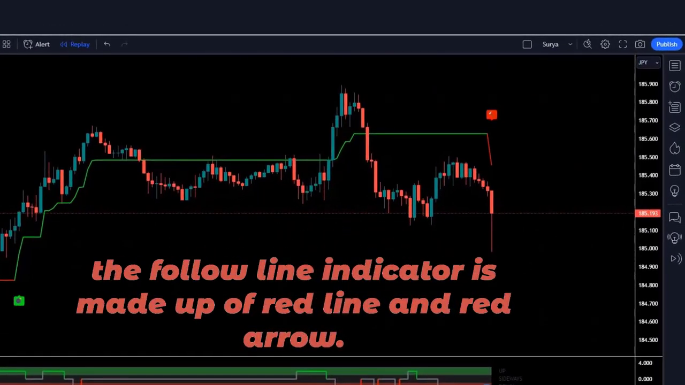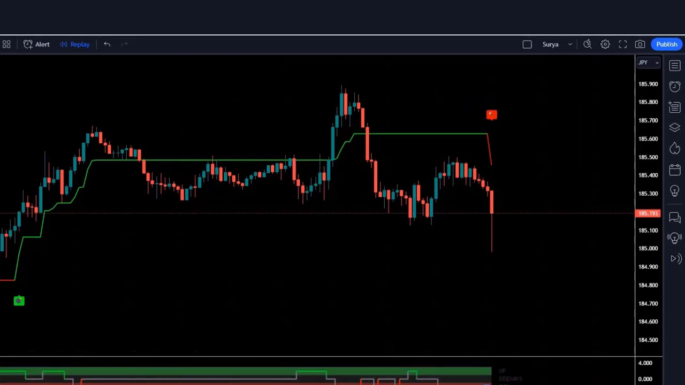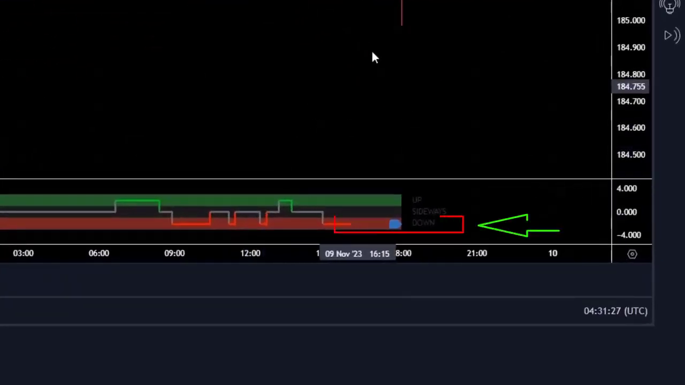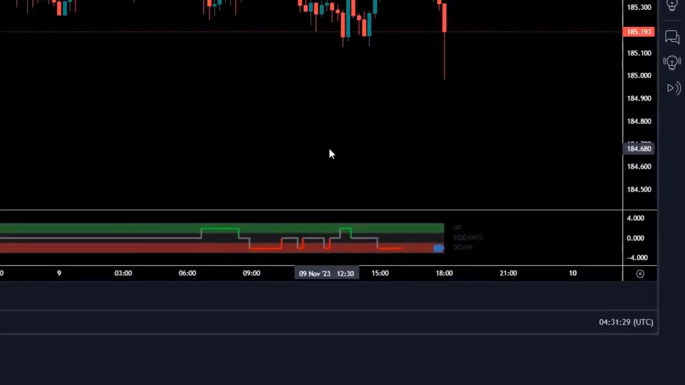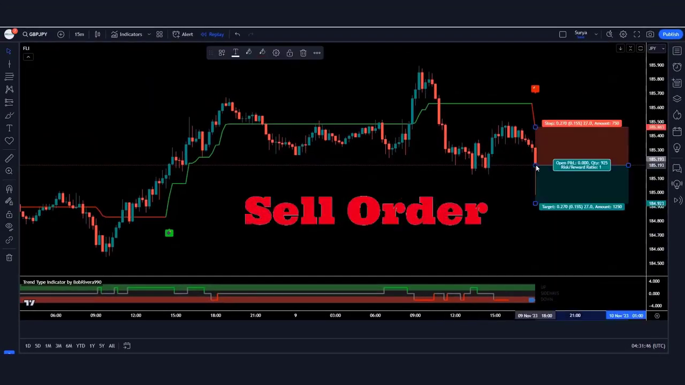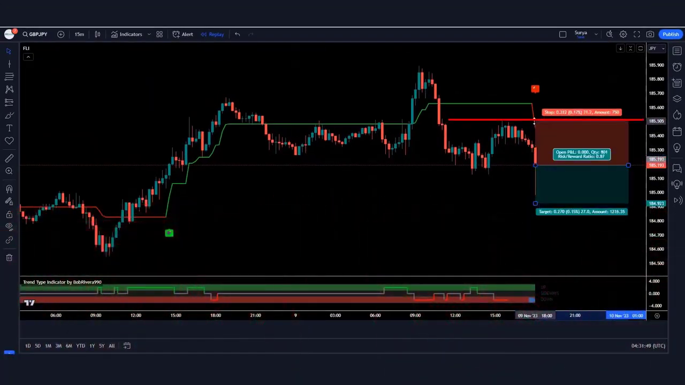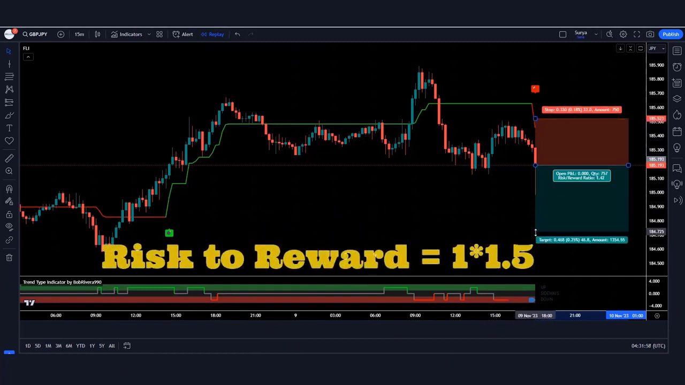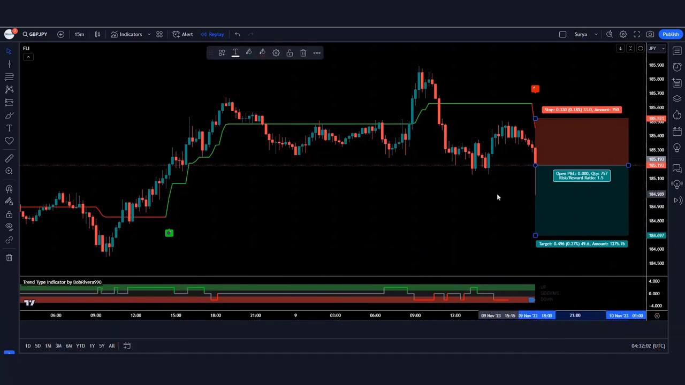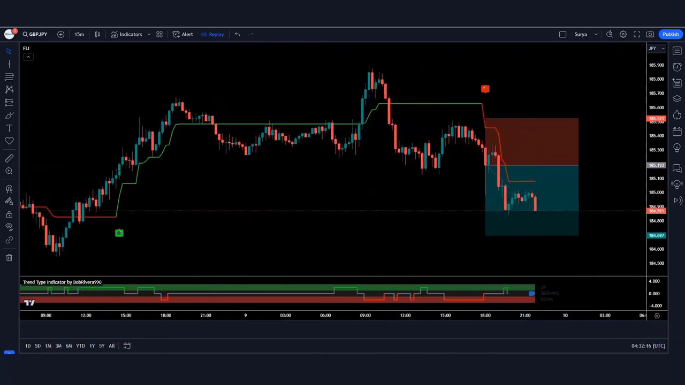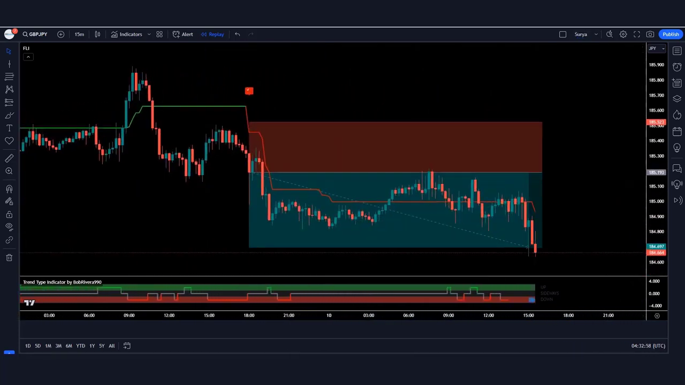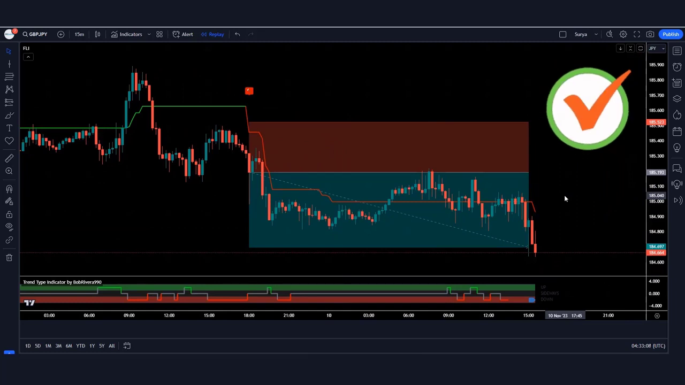Here the follow line indicator is made up of a red line and red arrow. And the market has created a bearish candle. And the trend type indicator has created a downtrend. If this condition is fulfilled, we will place a sell order. And stop loss will be kept at the last high. And the risk to reward ratio will be 1:1.5. The market is completely on target.